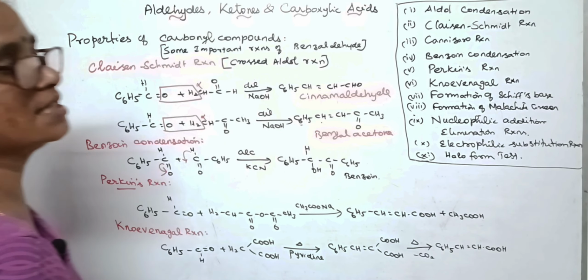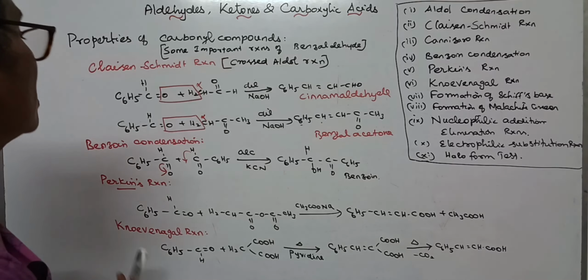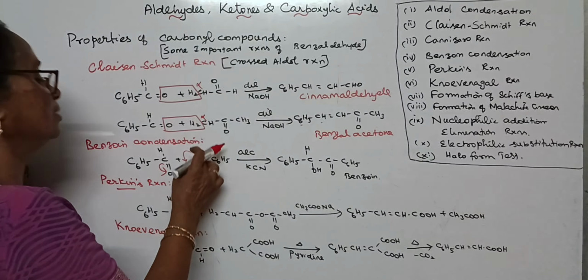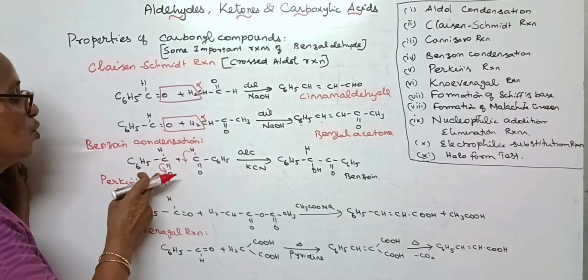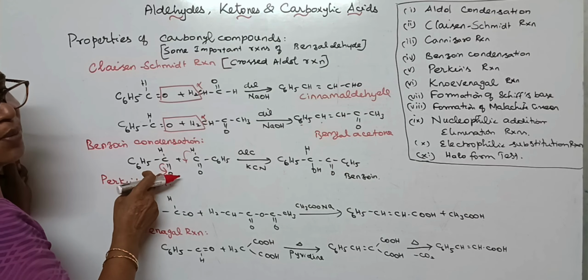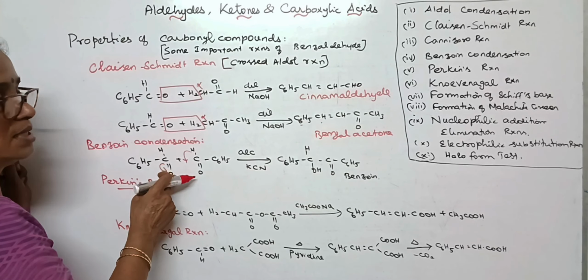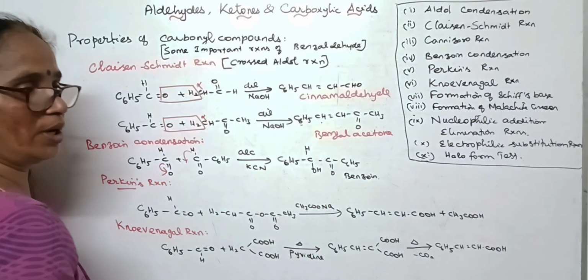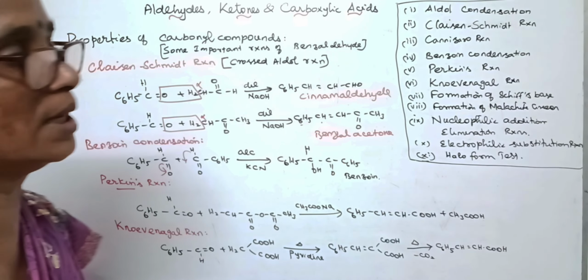Actually the mechanism is different, but just for understanding purposes I am saying one of the aldehydic hydrogens is moving towards the other carbonyl oxygen. That's why we are getting CHOH. So this compound is known as benzoin.